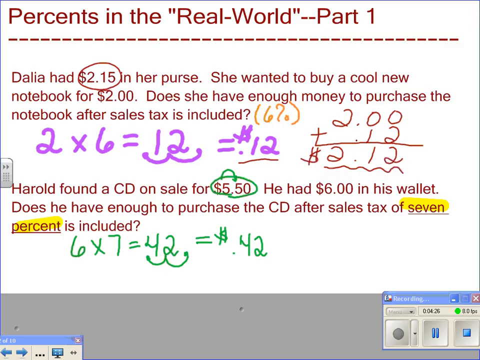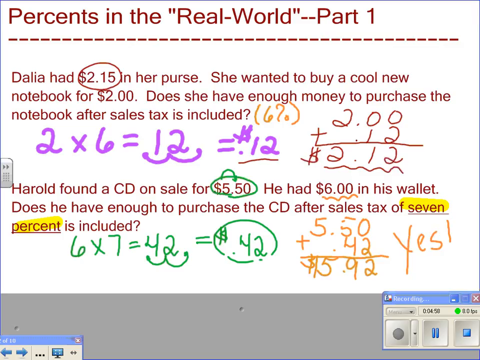So what I do now is I take my total sales tax and I'm going to add that to the cost of the CD, which is $5.50. So that's $5.50 plus 42 cents. That's $5.92. He has $6. So does he have enough? Yes, he has enough money. He has 8 cents left over.